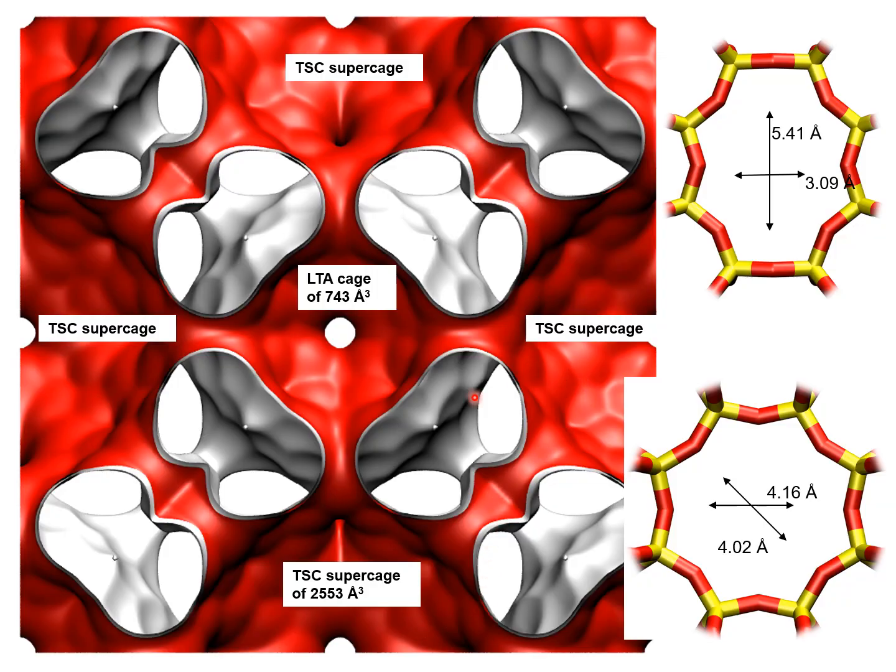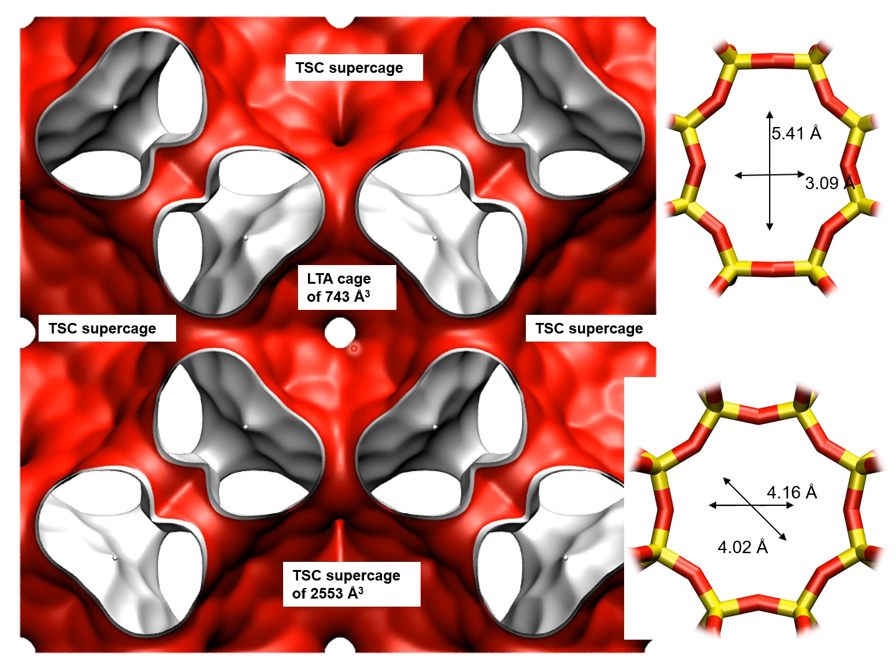TSC zeolite has two types of cages. This is the LTA type cage with a volume of 743 cubic angstrom. This is the TSC super cage with a cage volume of 2553 cubic angstrom. Here's another TSC super cage, another TSC super cage.